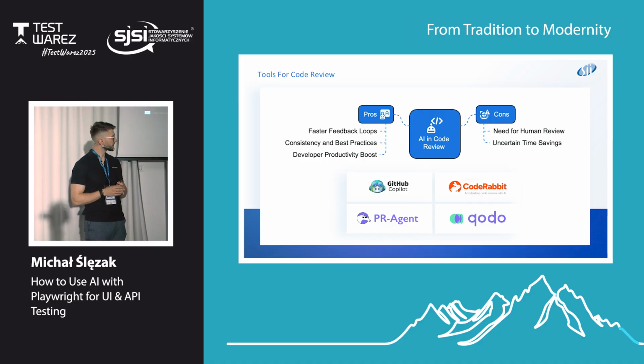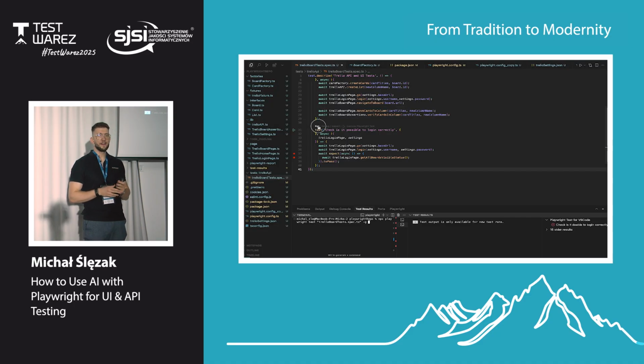For this goal, I have prepared a test. It's a simple Playwright test which will log in to the Trello application. The first time this test will pass. Then I'm going to change the password to a wrong one and run the test. Then you will see that we need to decide if it's a test automation bug or an application bug.